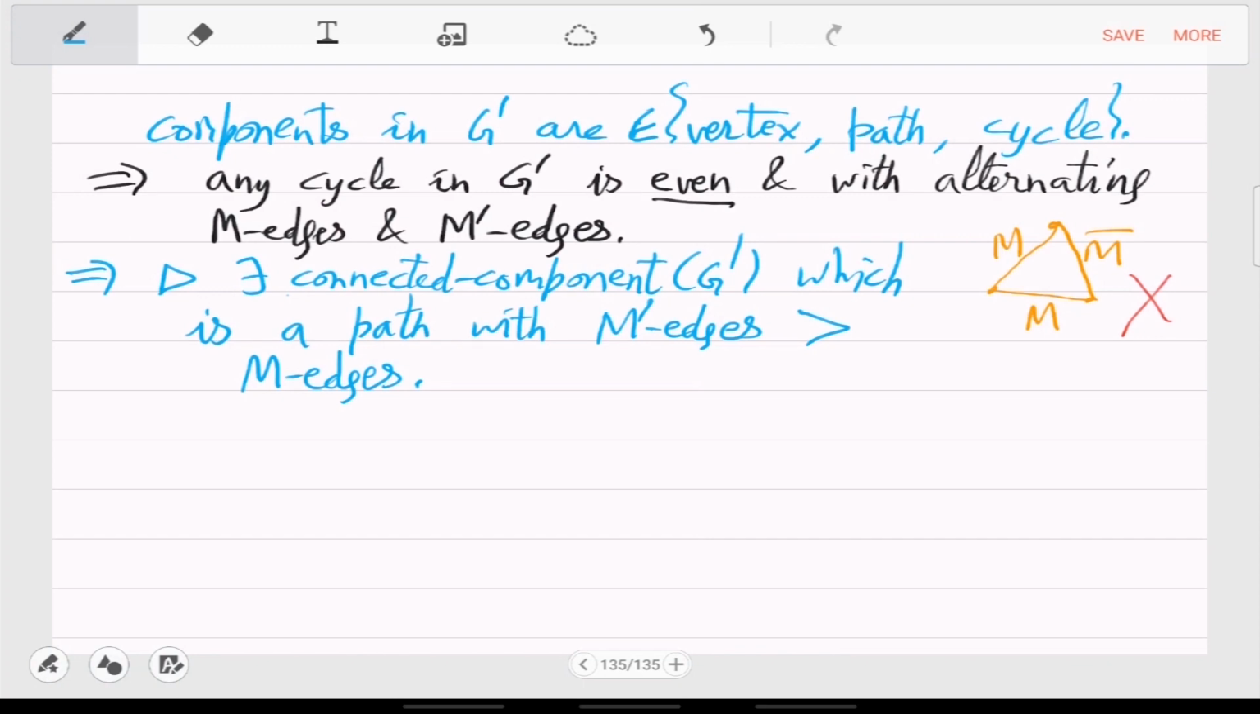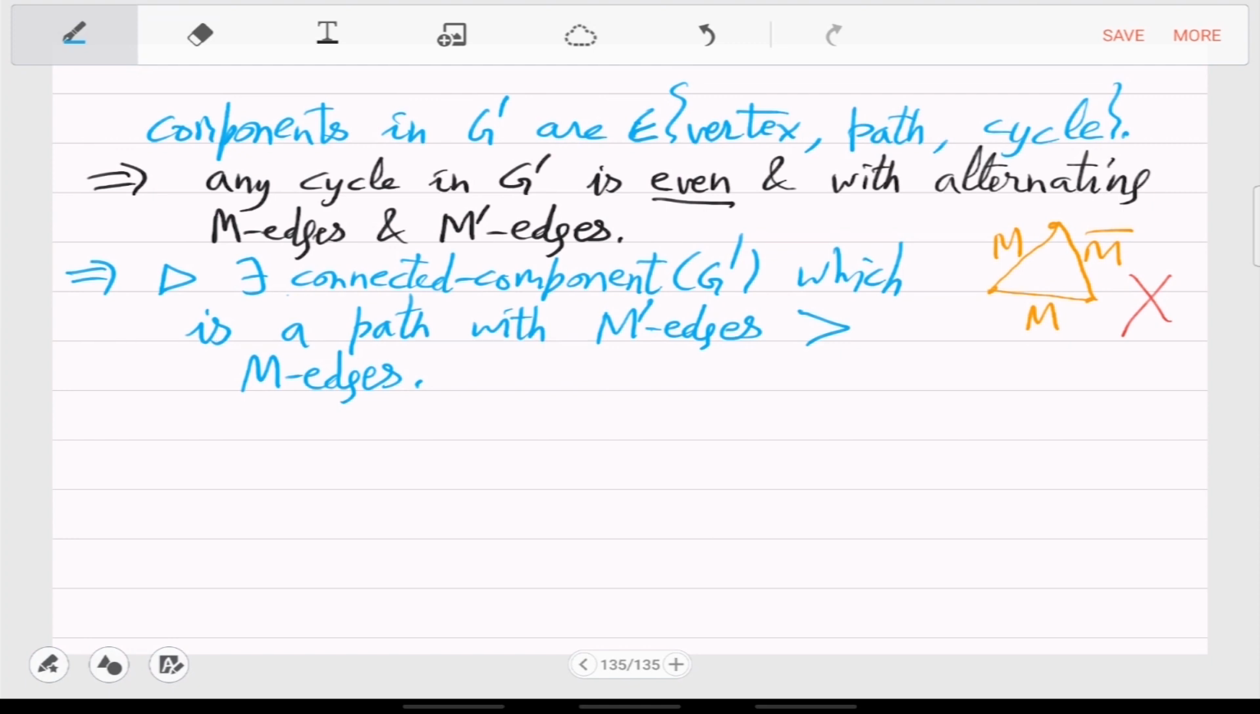Why is that? Well, because overall G prime has more M prime edges than M edges, right? And all these edges will be partitioned into either paths or cycles. In the cycles, the M and M prime edges match in parity. So then the pressure is on the paths. One of the paths has to have more M prime edges than M edges. Is that clear?